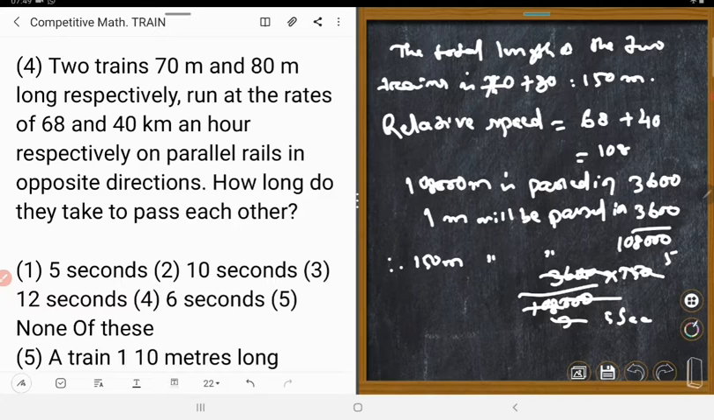Which is the correct answer? Tell me. Which is the correct answer? Number 1, that is 5 seconds. Could you understand? Thank you.